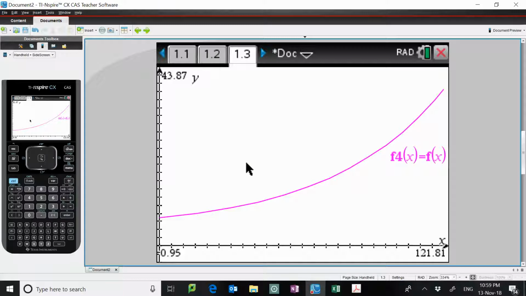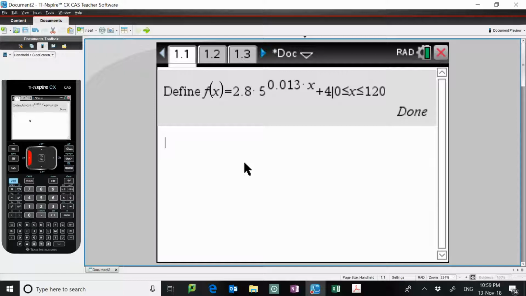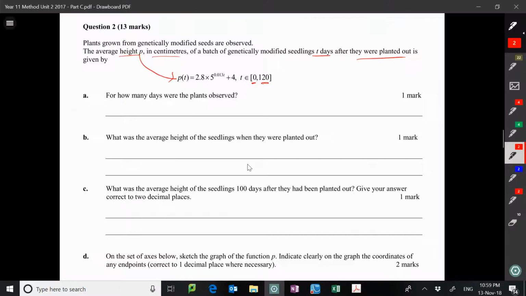Okay, I like to visualize the graph first. Now you can play around with it however you want, but I was just showing you how I would have done it. I define it and I sketch it. Right, now let's answer the question. It says, for how many days were the plants observed? Well, clearly 0 to 120 is 120 days. Too quick and easy.